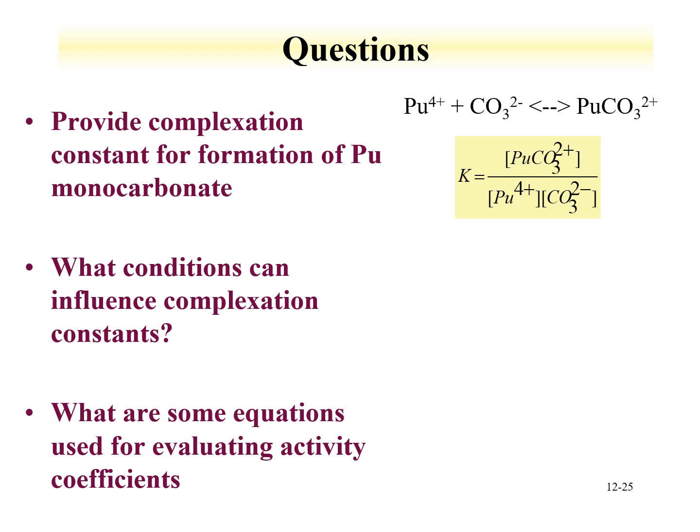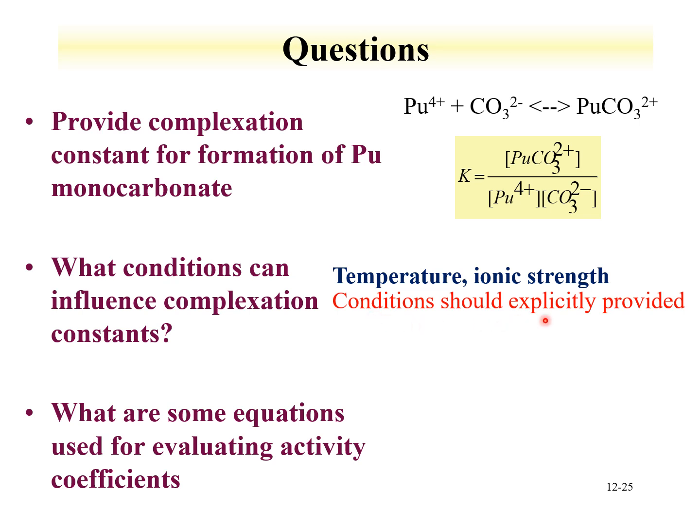In fact, you would need to discuss what are some conditions that can influence complexation, for instance temperature and ionic strength, and often these conditions should be explicitly provided. So for instance, you may perform the study here of plutonium carbonate. It may be performed at 1 molar ionic strength, so you would say that the complexation constant that you've measured is at 1 molar ionic strength. Then you can even report the temperature as 25 degrees or room temperature.